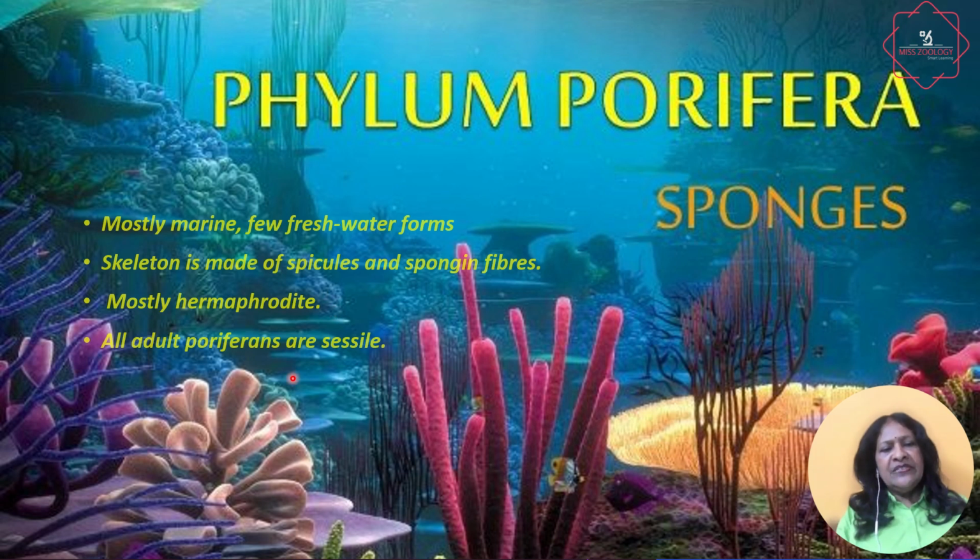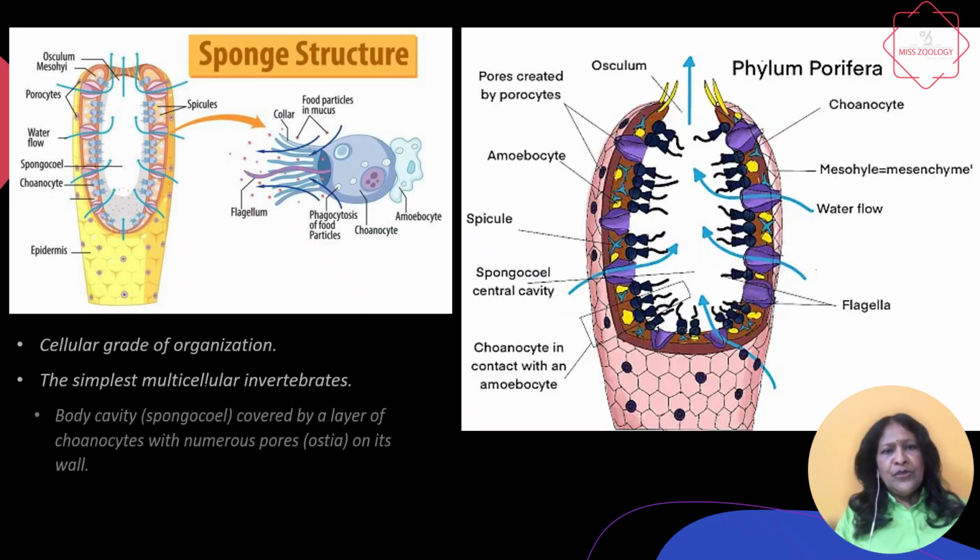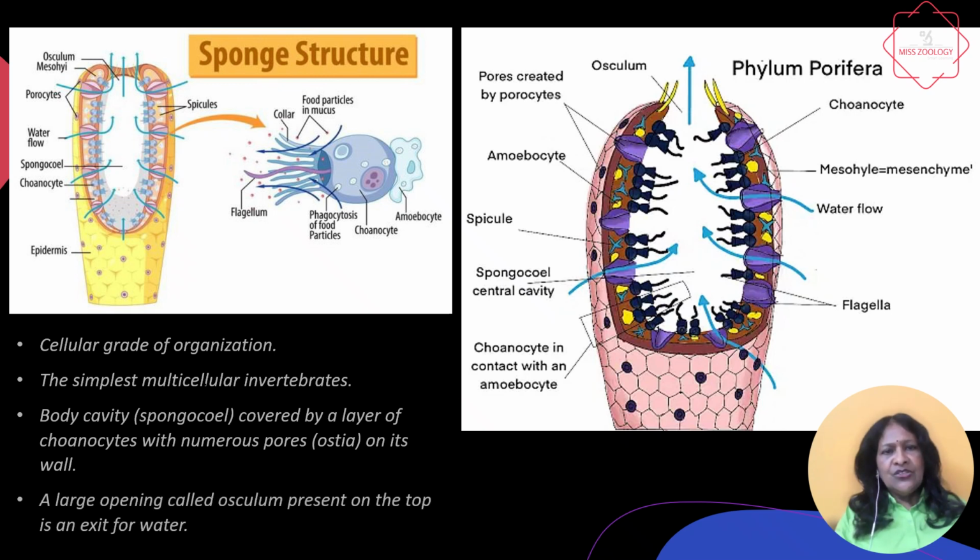Most poriferans lack any locomotory organ. They are mostly found attached to the rock surface or the bottom surface of the sea. So, they are also known as sessile organisms. When we look into the anatomy or the internal structure of a porifera or a sponge, we see a specialized body structure which is shown on the image.